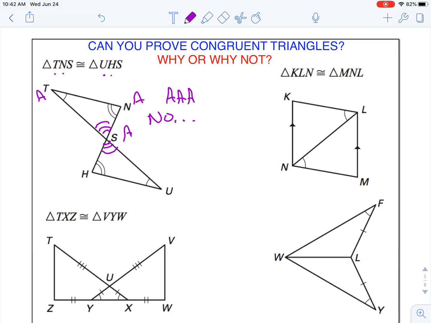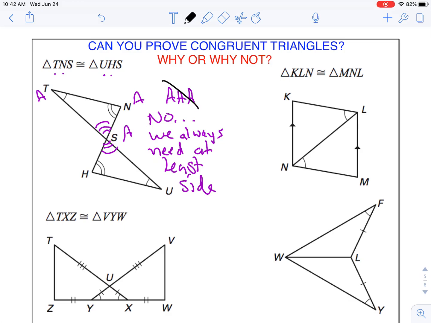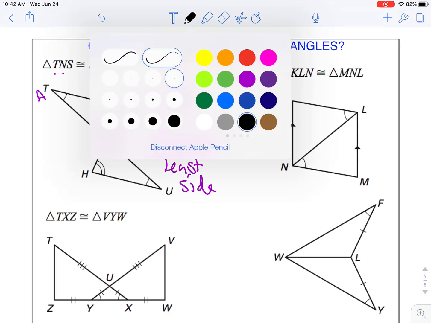We need at least one side. We always need at least one side for any of these, so keep that in mind. You're always going to need at least one side. So we cannot use angle, angle, angle. That is not one of our congruence postulates or theorems to use. So let's look at another example.